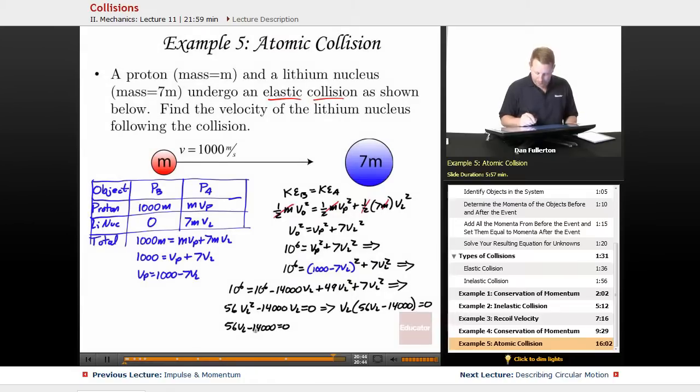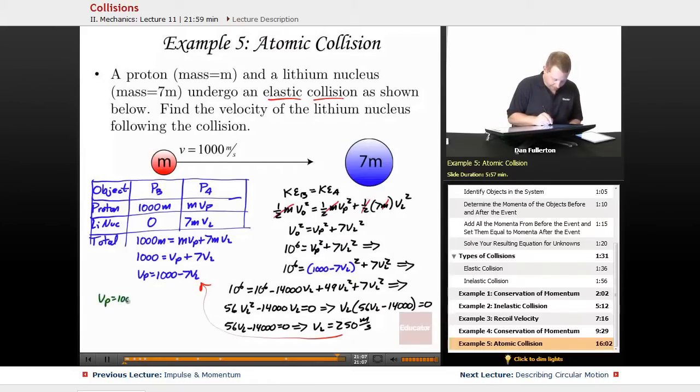Add 14,000 to both sides, divide by 56, and I can find that Vl is equal to 250 meters per second. And if Vl is equal to 250 meters per second, I can take that back over here to say that Vp equals 1,000 minus 7 times 250, which is negative 750 meters per second.